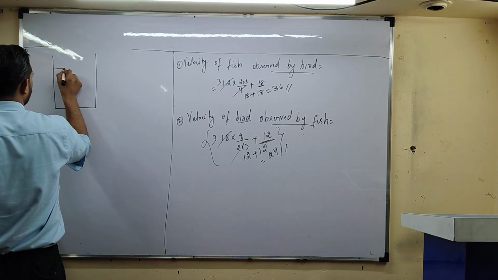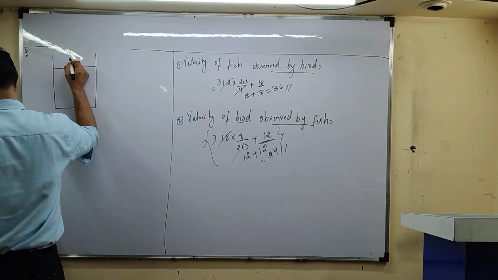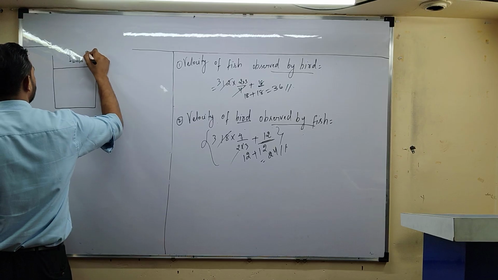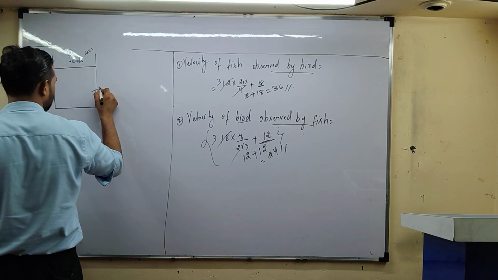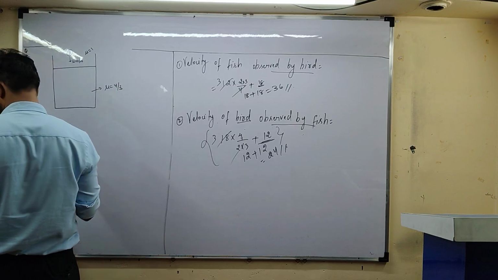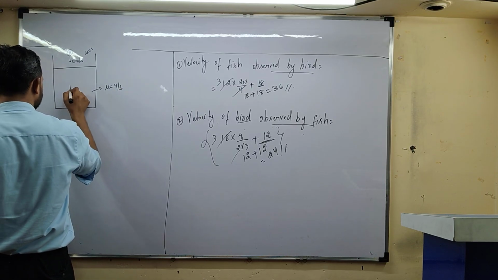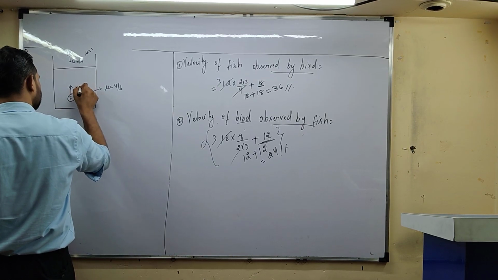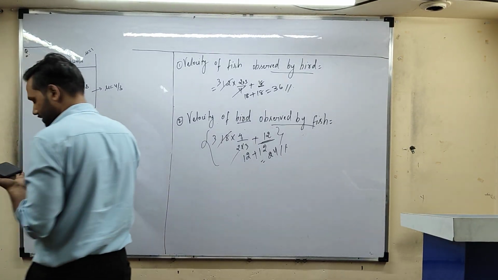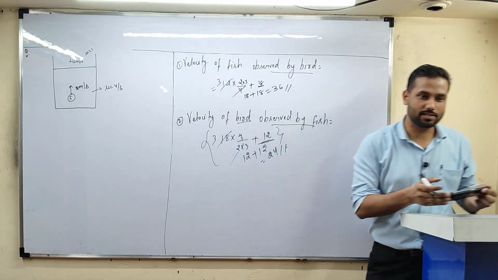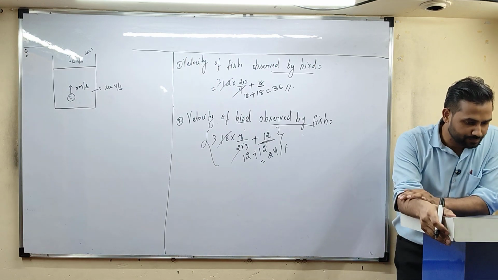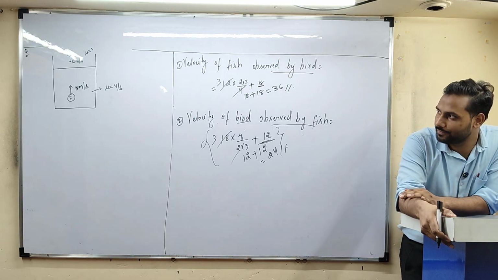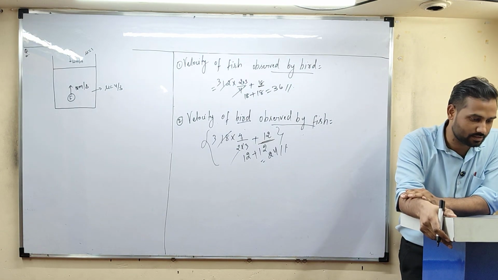Let's say the bird has the velocity 12 meter per second and it's in air, mu1, and here mu equal to 4/3. Fish has the velocity, let's say 18 meter per second. This question, have you solved this question? Yes or no? The same question? Yes? Or it's a different question? Yes, then solve.